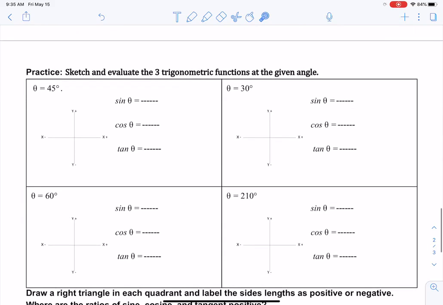All right, so let's think about what all of this means. If we have a 30-degree angle, we're going to draw that something like that, right?